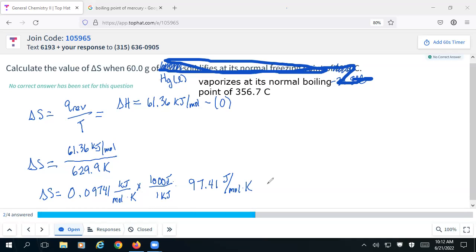Now the question is, what is the value with 60 grams of the stuff? So that would be the last piece of this, 60.0 grams of mercury. The molar mass of mercury is 200.59.